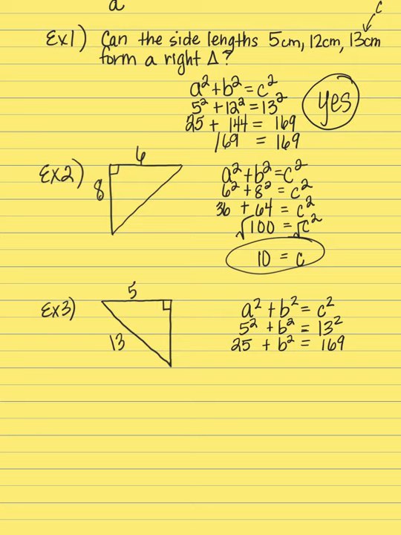Okay, this time you have 25 plus b squared on the same side, and those are not like terms, so we can't add those together. So we have to solve this equation for b, and to do that we have to get rid of the 25 that's on the same side. So I'm going to do the opposite and subtract 25.